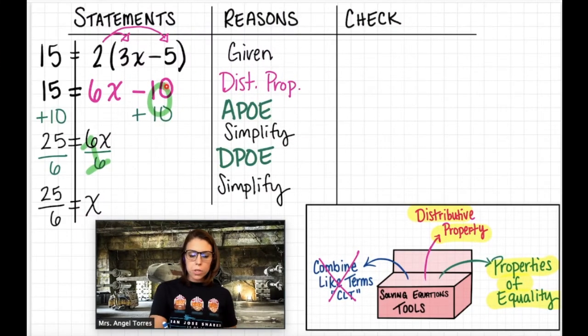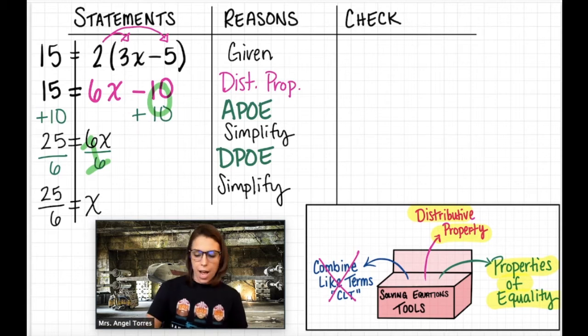So next I chose to use APO and create a zero term. That left me with the equation 25 equals 6x. I used DEPOT to create a big one, and I've got this nasty looking fraction that I get to check. Ooh, lucky me. So I'm going to go ahead and check that now.